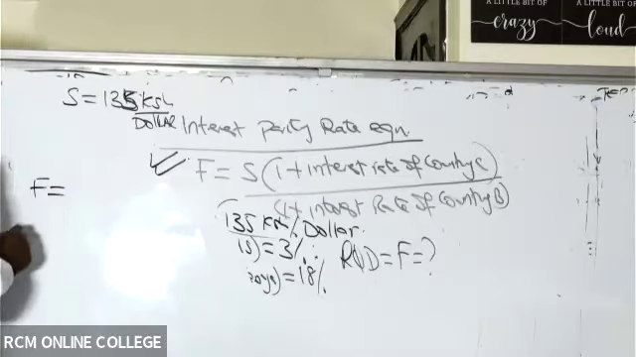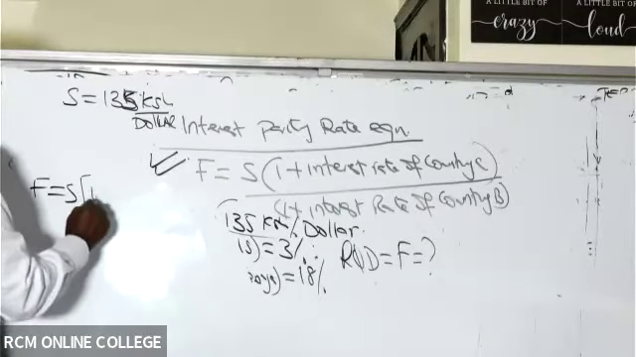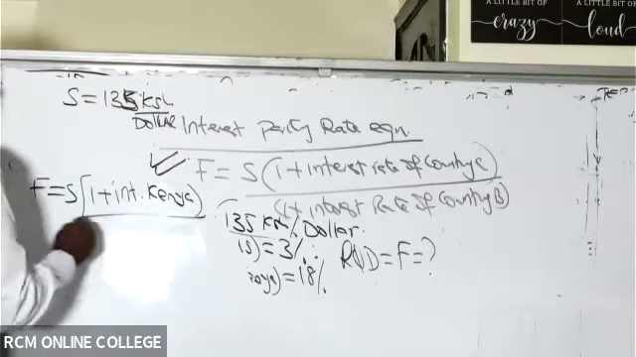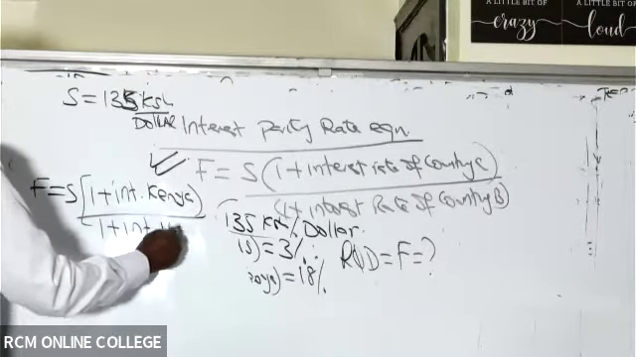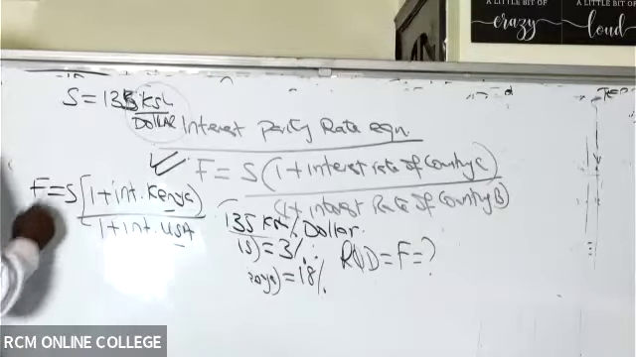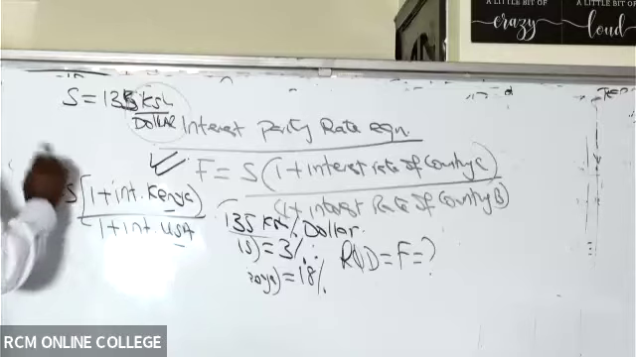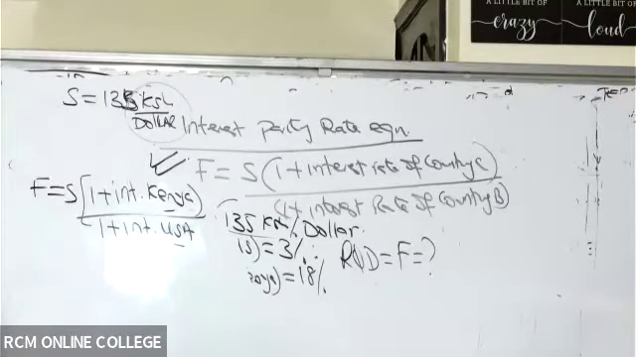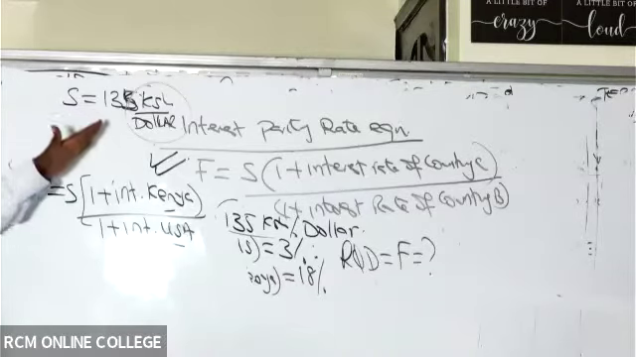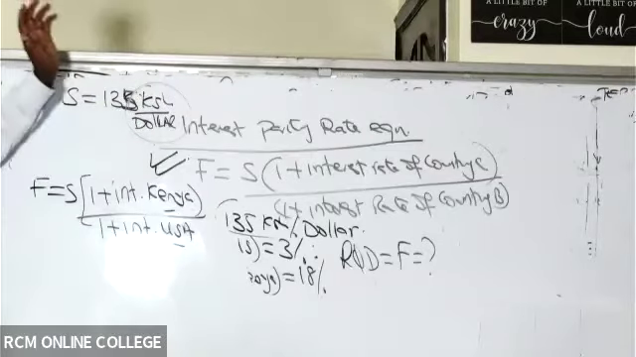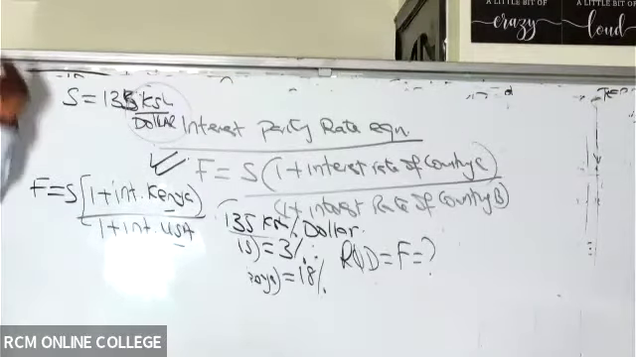My forward exchange rate will be equal to S into 1 plus interest Kenya, all over 1 plus interest USA, in line with this. So Kenya goes up. I've seen somebody asking what this F stands for. F in this case stands for forward exchange rate. You always have to think like this: Kenya shillings per dollar. So Kenya shilling is on top, dollar is at the bottom. So Kenya is on top.